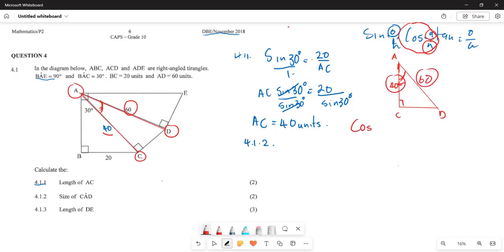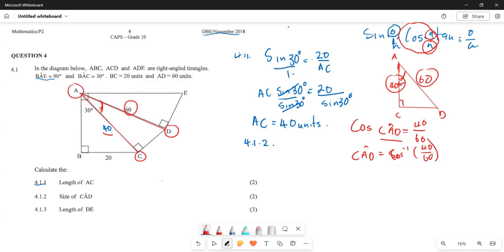So we'll say, look, this is going to be the cos of CAD. And what is the cos of CAD now? The adjacent side gives you 40, and your hypotenuse gives you 60, isn't it so? So your cos of CAD is 40 over 60. Then you can calculate your angle CAD. Your angle CAD is going to be the cos inverse of 40 over 60.